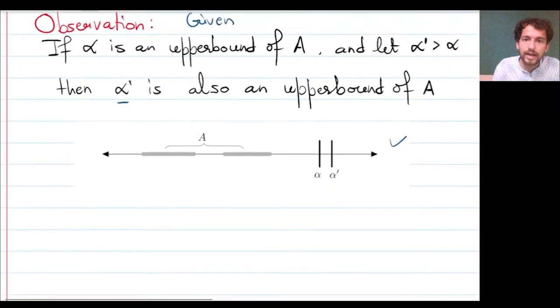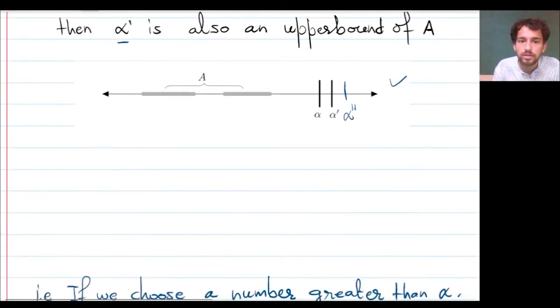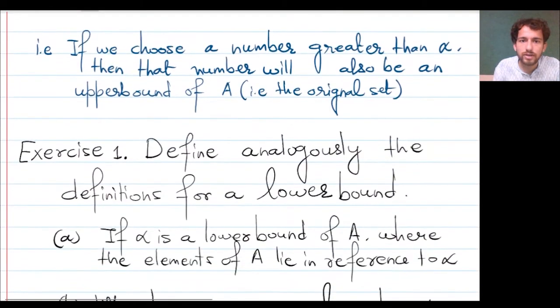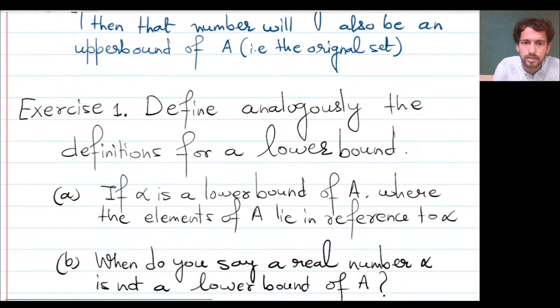Even further, suppose I took another number, say alpha double prime, which is greater than alpha and of course greater than alpha prime, so it will also be an upper bound. Any number greater than that will also work. Let's move ahead. Whatever I have just explained and written, if we choose a number greater than alpha, then that number will also be an upper bound for the original set. You can construct many examples based on your understanding.